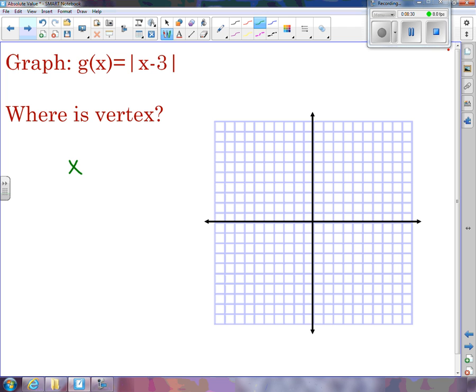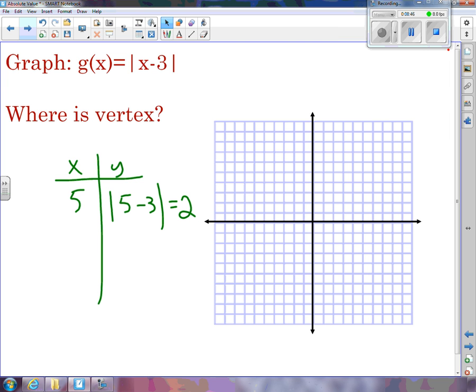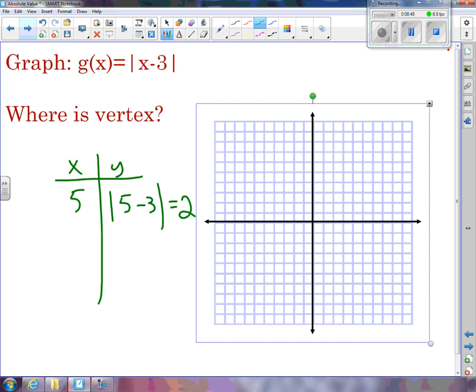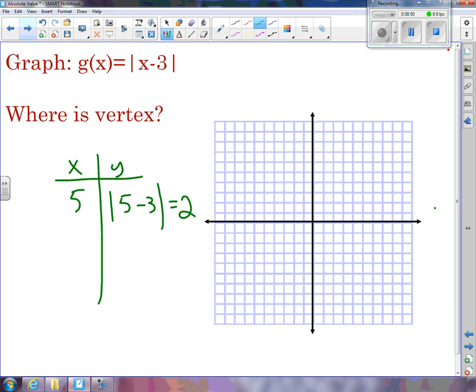Alright, so now let's try to make this graph. So if I have the point, let's try anything. Let's try 5. I plug in 5, I get the absolute value of 5 minus 3 equals the absolute value of 2, which is just 2. So I have the point 5, 2.